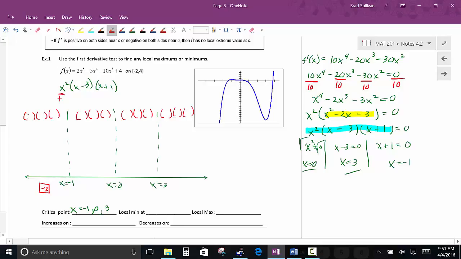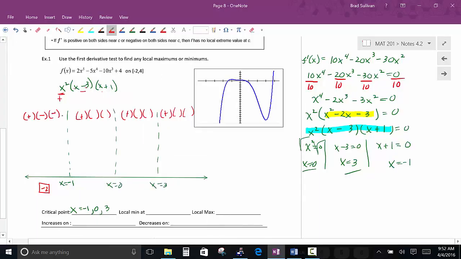So the first factor is always positive, isn't it? Because it's x squared. Don't waste your time. It's positive no matter what test point you plug in there. Now, let's plug in -2 into x minus 3. What's -2 minus 3? It's negative. What's -2 plus 1?